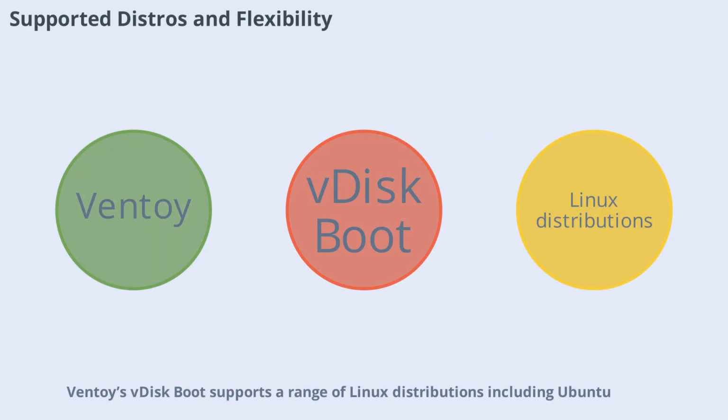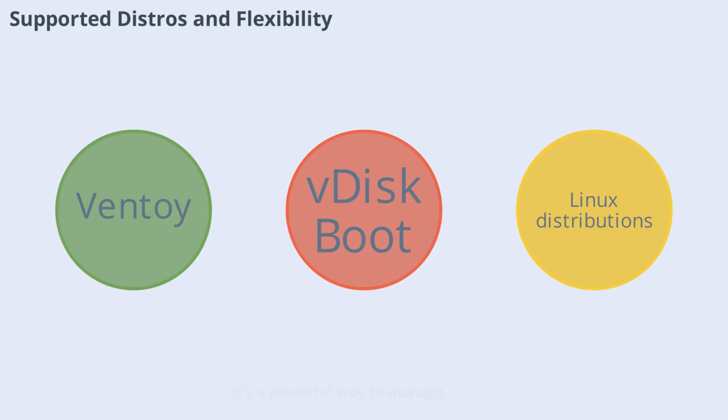Ventoy's vDisk boot supports a range of Linux distributions including Ubuntu, Debian, Linux Mint, Fedora, and openSUSE. This flexibility allows you to experiment with different systems, update them in VirtualBox, and boot them natively as needed. It's a powerful way to manage multiple OS environments without complex partitioning.